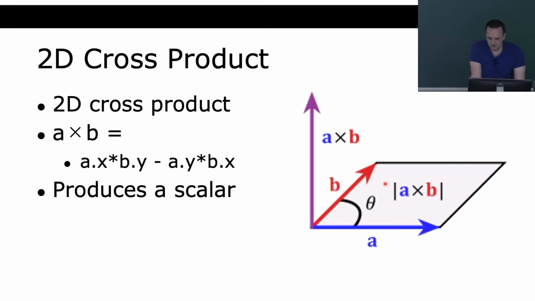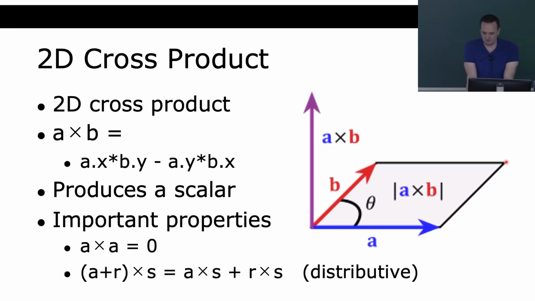And from this diagram over here, the value that it produces is, if we take A and B, and we extend these lines, so we take A and add it to the end of B, and we take B and add it to the end of A, what we get there is a parallelogram. And the scalar value that's output by the cross product just happens to be equal to the area of that parallelogram. So that's geometrically what it represents, but that's not important for our particular purposes. We don't have anything right now where we're concerned about the area of this parallelogram.